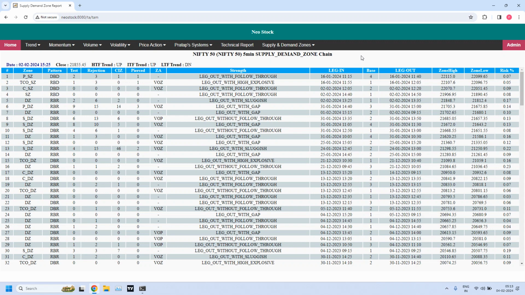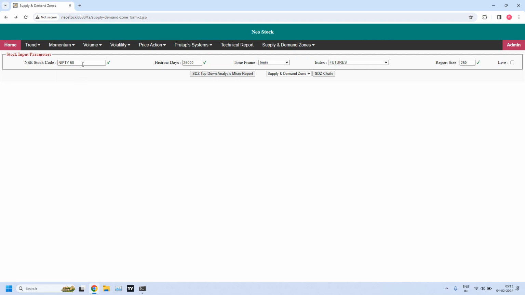So we identified some strong order flow areas by doing this top-down analysis. That means from the top, the yearly time frame, we came down to the 5 minutes level. At different levels we identified where strong order flow is. That is the way this chain will be helpful to us. Now let us go to the next one, Nifty Bank.